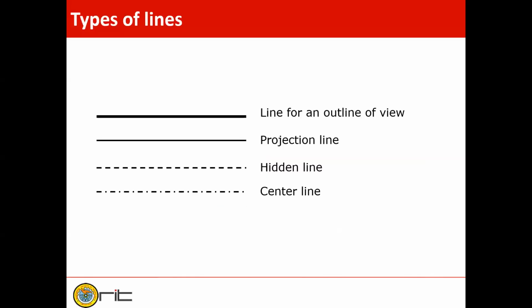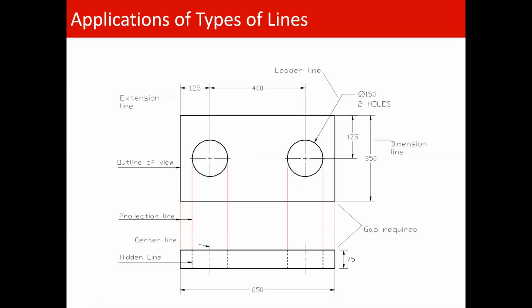So you know the different types of lines: the outline, projection line, hidden line, and the center lines. You can see here the different applications of the line. This outline is a dark continuous line. Here it is a hidden line, which is dotted. This one is a center line, and the red color indicates the projection lines. Usually in the drawing we use a different color for drawing the projection, and the others are dimension lines. So these are the different applications of the line.